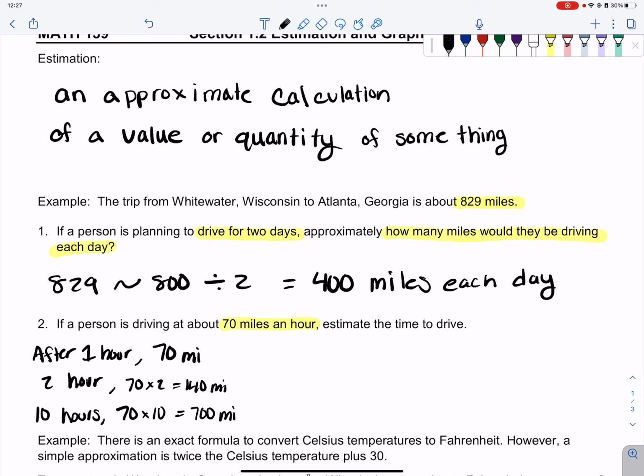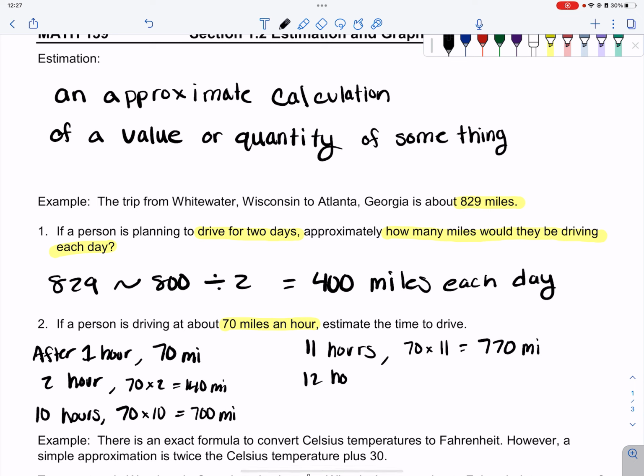But we need to get close to a number around 829 miles because that's the actual distance between the two cities. So if we continue this trend, 11 hours, well, that would mean they've gone 70 times 11, which is essentially the same thing as taking our 700 after 10 hours and adding another 70 miles to that to get 770 miles. We're almost close to our 829 miles that we need to go.